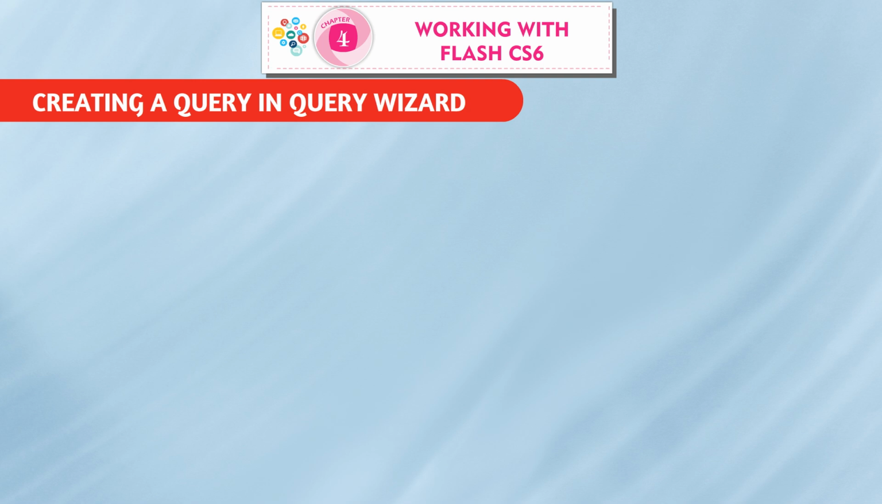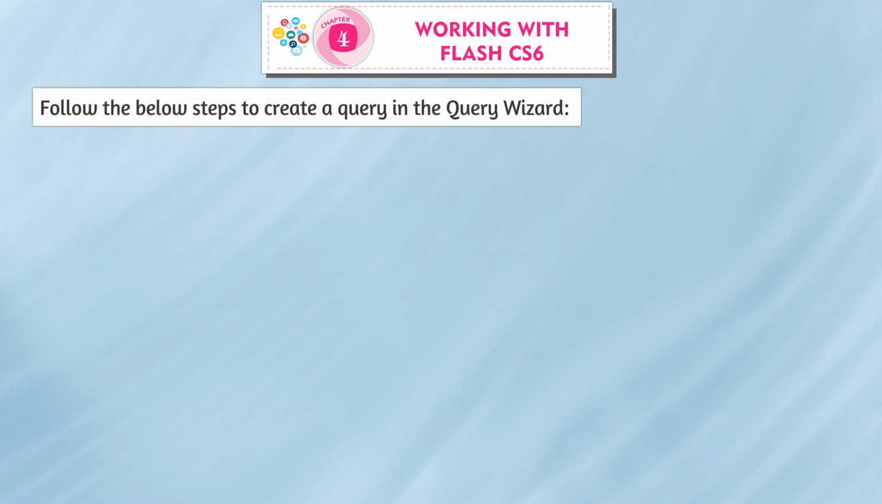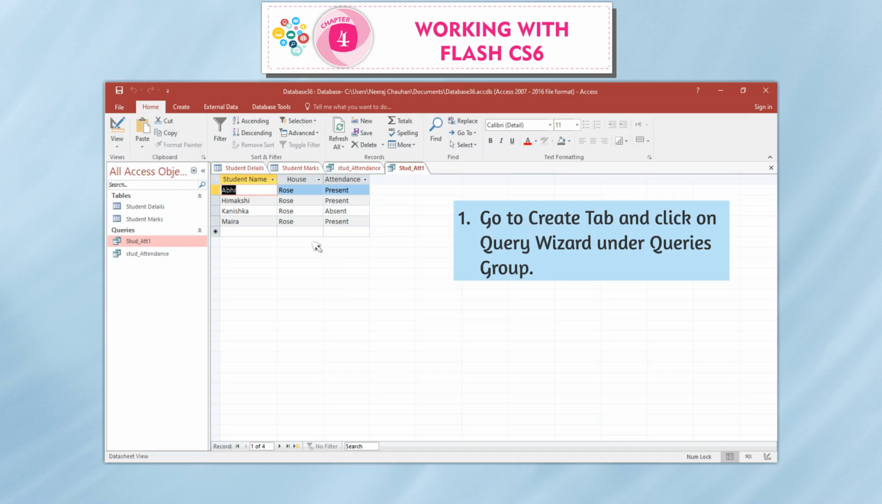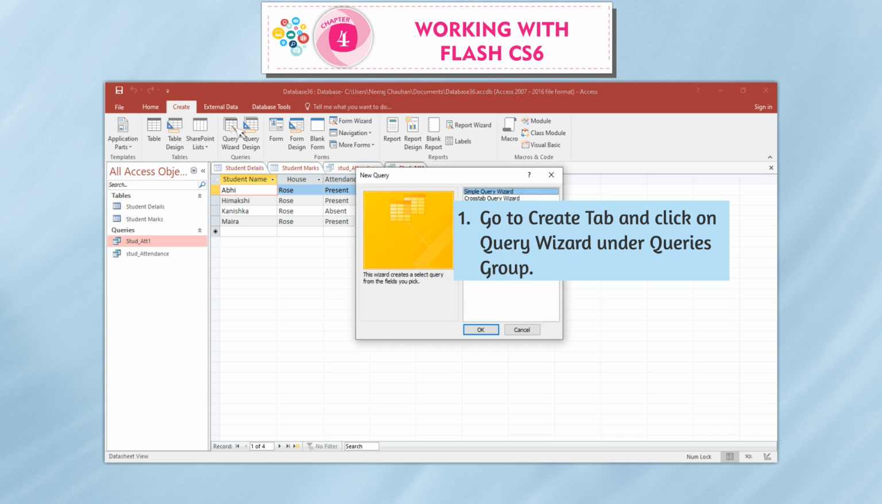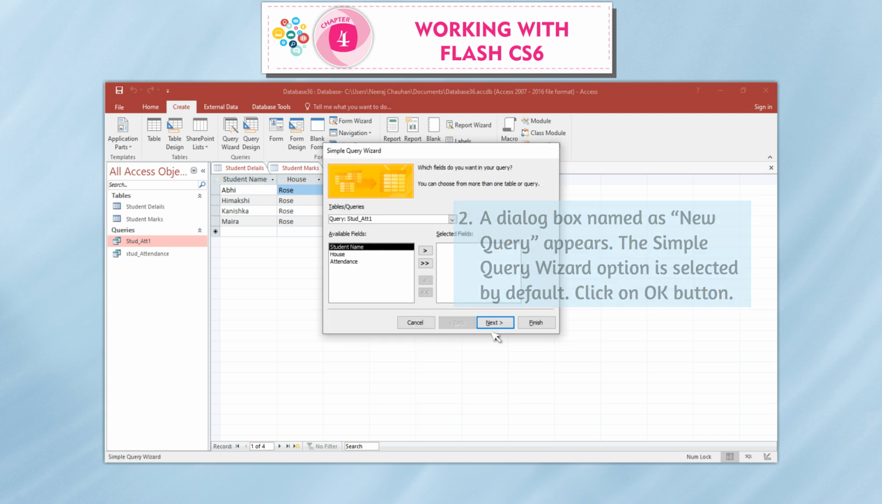Creating a query in Query Wizard. Follow the below steps to create a query in the Query Wizard. 1. Go to Create tab and click on Query Wizard under Queries group. 2. A dialog box named New Query appears. The Simple Query Wizard option is selected by default.